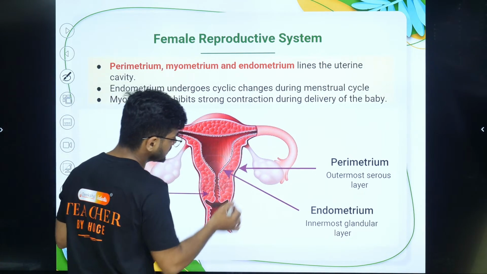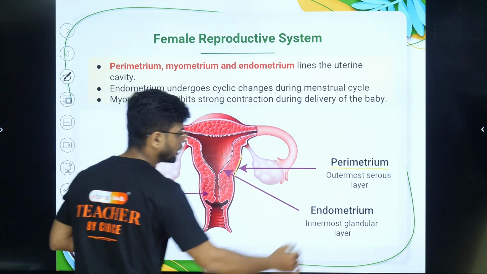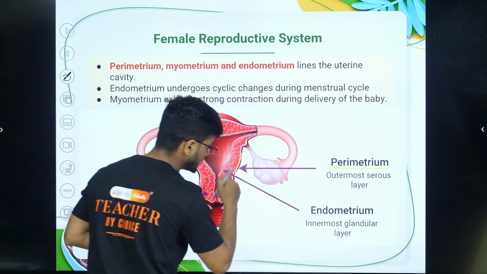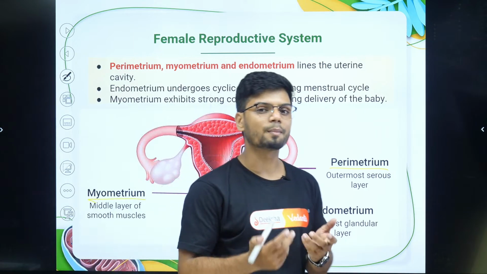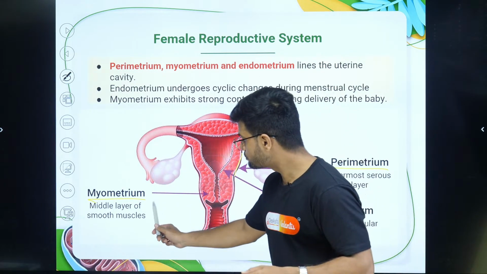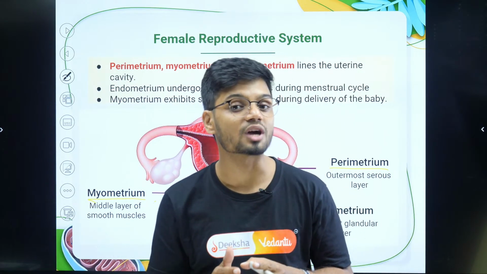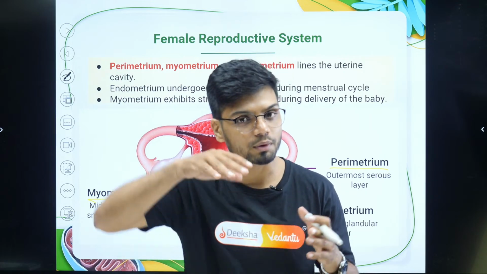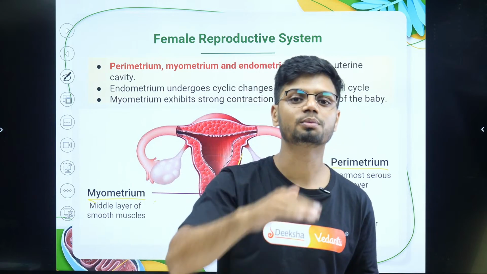It has three main layers. The outer layer here is called what? Perimetrium. Right? Outermost layer. The middle layer is called myometrium. Myometrium is made up of smooth muscle cells, and this is the same myometrium which contracts during childbirth. In childbirth, the myometrium starts to contract, increasing the cavity for the child to be born.